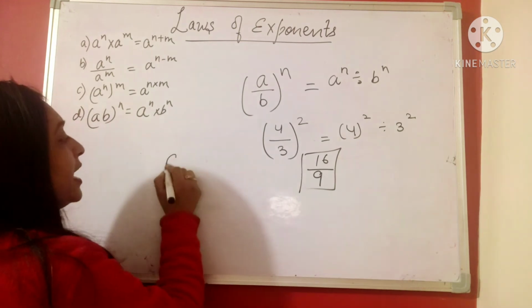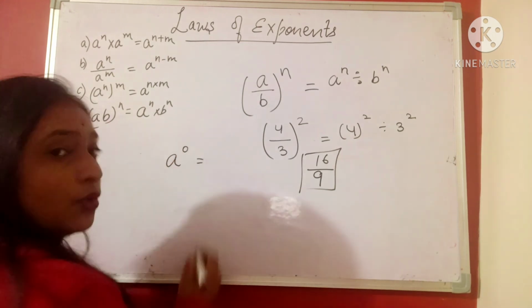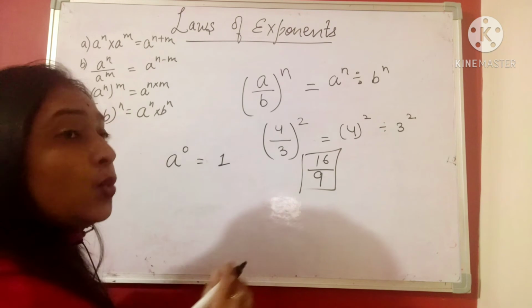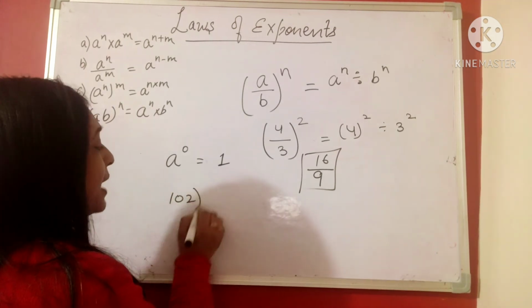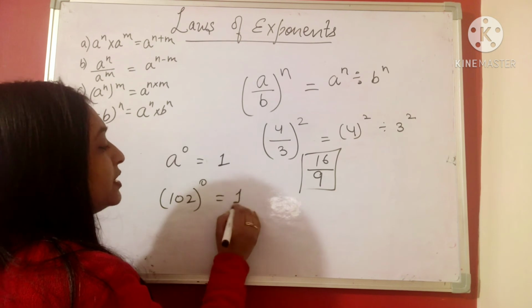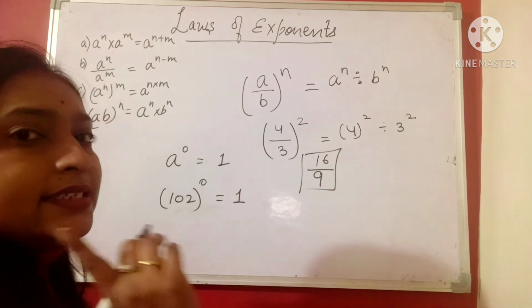The next law is a raised to the power 0 is equal to 1, which says whenever any number is raised to the power 0, the answer is always and always 1.